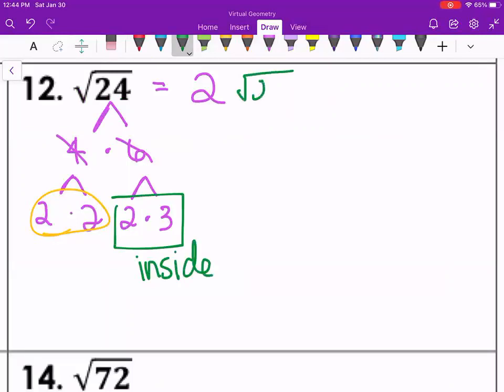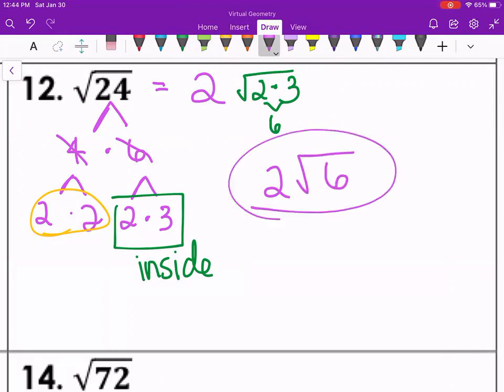So square root 2 times 3. And again, this is what it means by multiply anything that's left over back together. So my 2 in the front stays by itself, but the 2 times 3 on the inside will go back to its 6. So 2 square root 6, final answer.